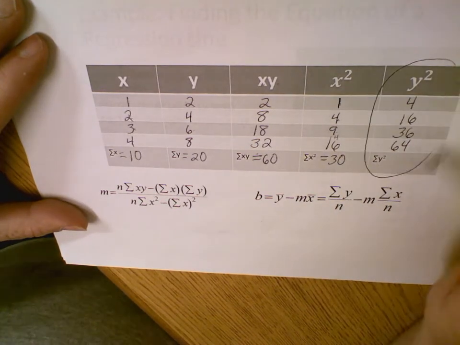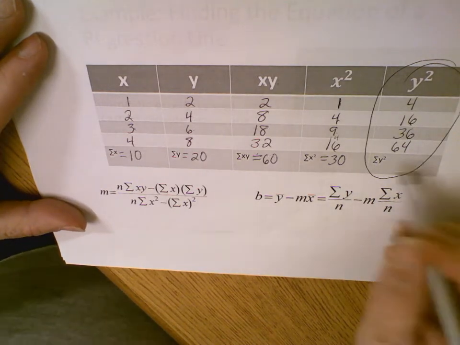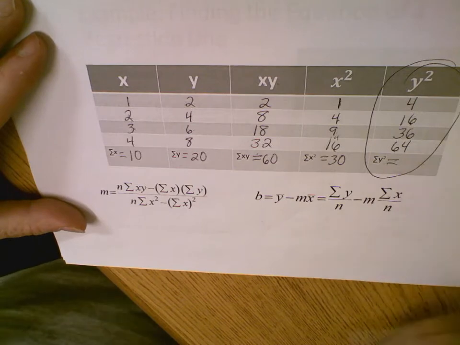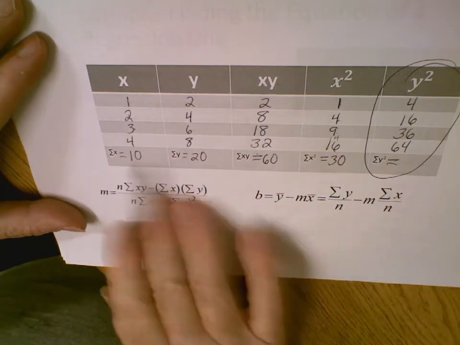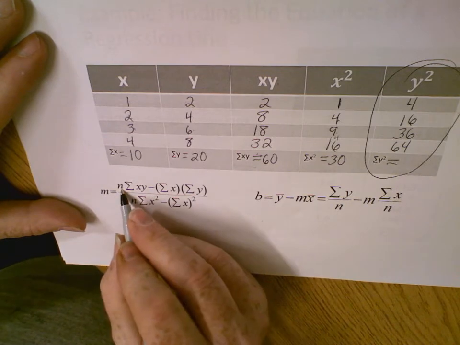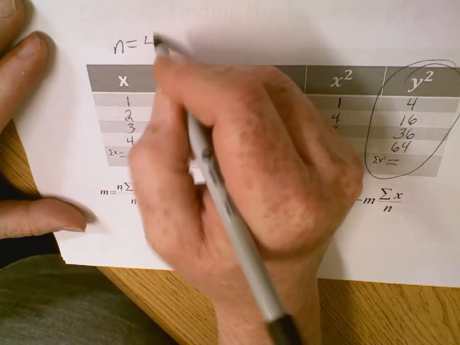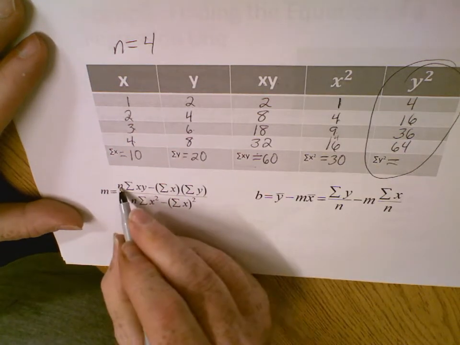This column we really don't need right now. We're going to need it next time. So I'm not going to bother with adding it up right now, because we just need these first 4 columns. If we come down here, our n this time, we have 4 terms. So that's our n. And we could just plug into this formula.